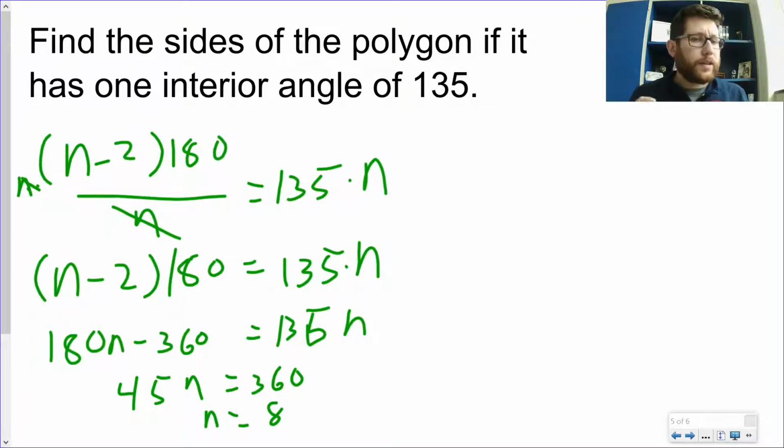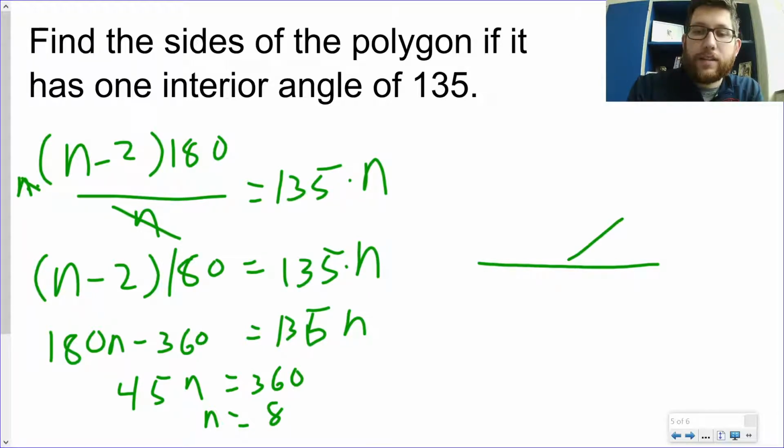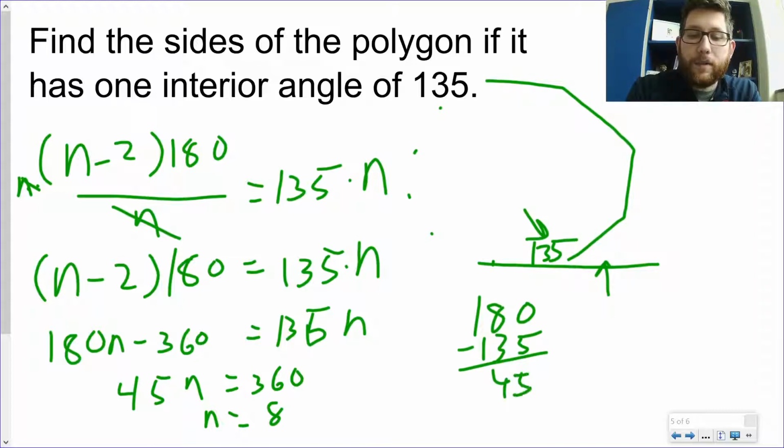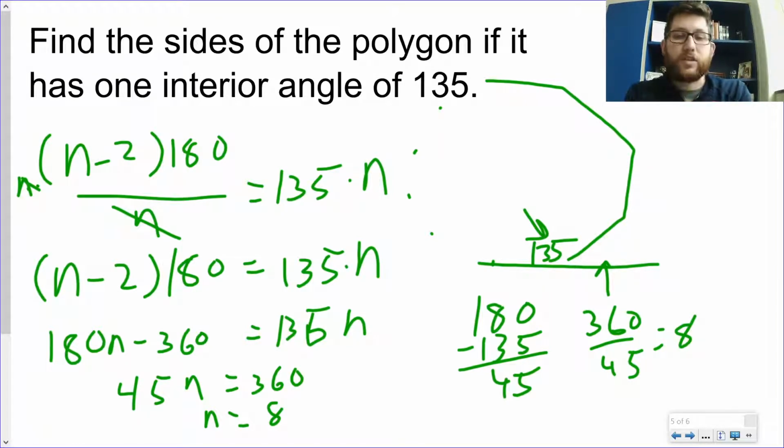What's easier to work with, interior angles or exterior angles? Well, take a look. Which one looks easier, this or this? Well, the exterior angles, right? Let's just say this is a polygon of some sort. I'm not going to finish it, but you get the idea. I've got this interior angle that's 135. How do I solve for my exterior angle? Well, I could just do 180 minus 135. I get 45. That's my exterior angle. And then I just do 360 divided by 45. Boom, done. That's going to be the much easier way to solve these problems.